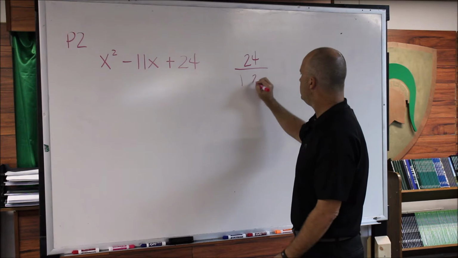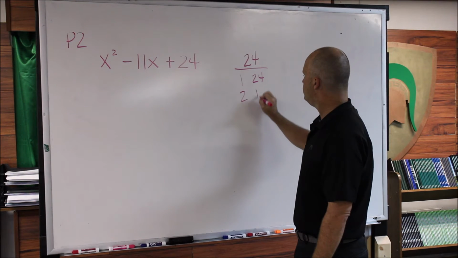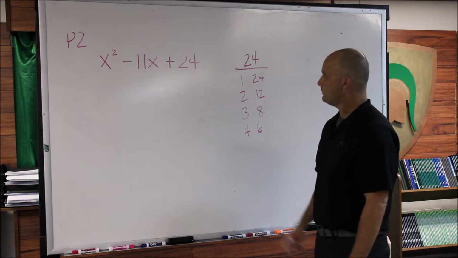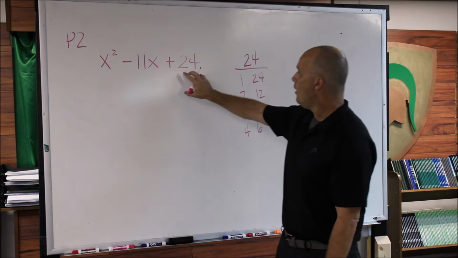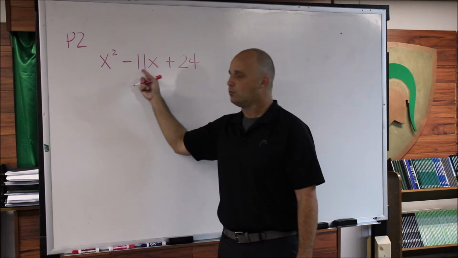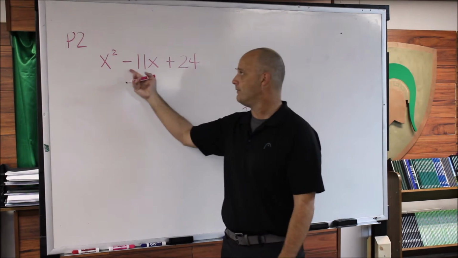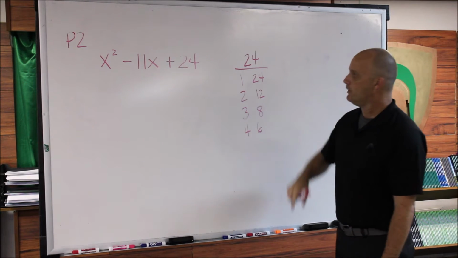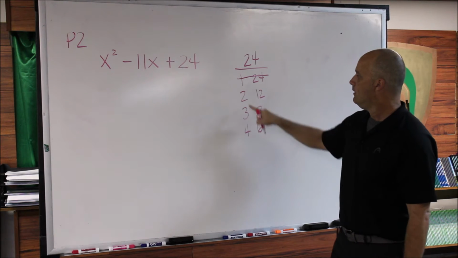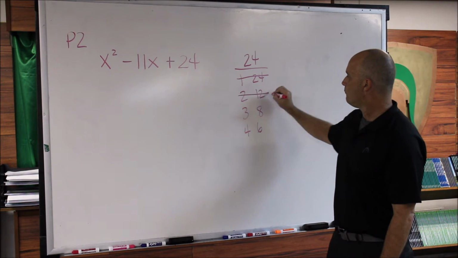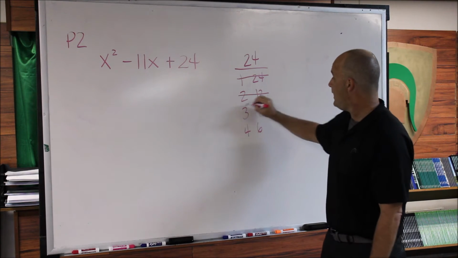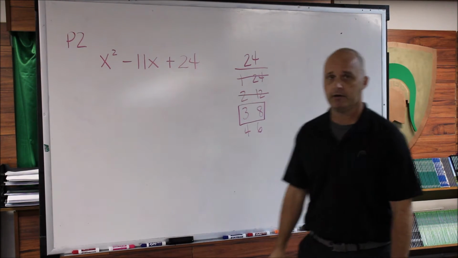So you're going to have 1 and 24, 2 and 12, 3 and 8, and 4 and 6. So again, you're saying, what are these factors that add to 11, or eventually to negative 11? If we add 1 and 24, we get 25, so it's not going to be that pair. 2 plus 12 gives us 14, so it's not that pair. 3 plus 8 gives us 11, so that is the pairing that we want to go with.